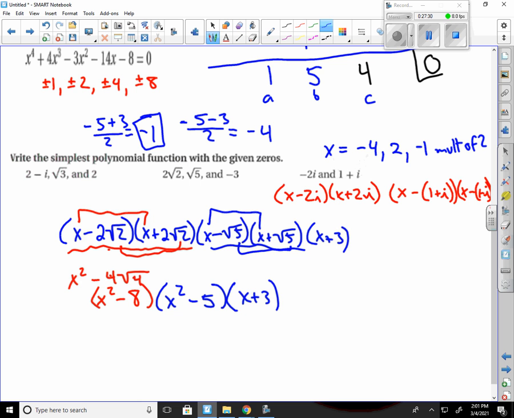So now we multiply it the rest of the way out. Distribute this x squared to this and this. Gives me x to the 4th minus 5x squared. Then I distribute my negative 8 to both of those. So this is negative 5x squared minus 8x squared. So that would be minus 13x squared. And negative 8 times negative 5 is positive 40.